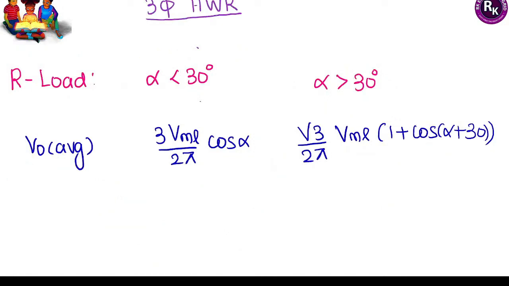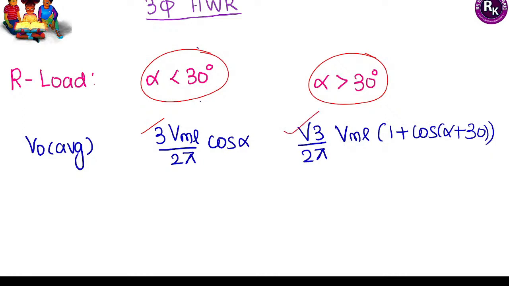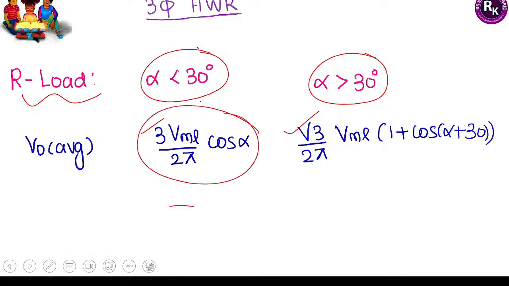Next, let us come to three-phase circuits. Three-phase half-wave rectifier. In a half-wave rectifier, we always have two different zones: alpha less than 30 and alpha greater than 30. This is the formula for V naught average if alpha is less than 30, and this is the formula for V naught average if alpha is greater than 30. But remember, this formula is only applicable for R load. When I talk about RL load, irrespective of the value of alpha, it is always 3 VmL by 2 pi into cos alpha only.